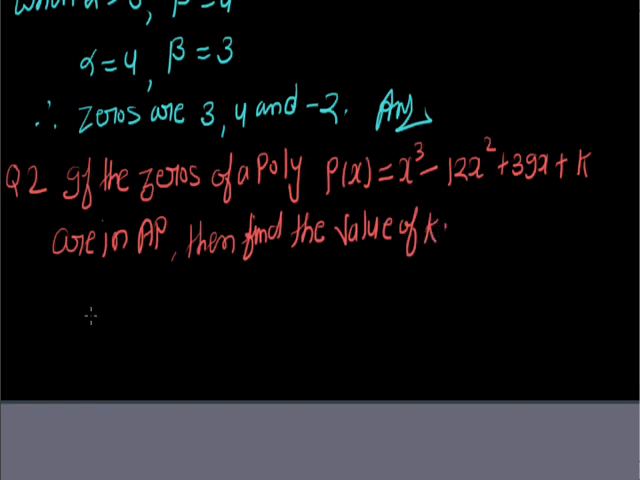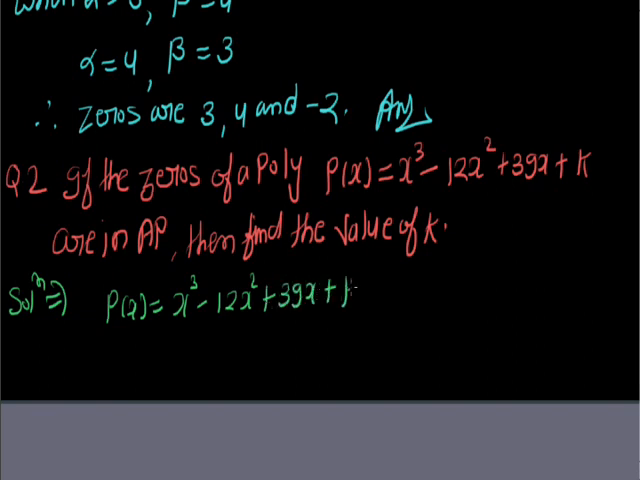Now come to the solution of this question. How can you solve this question? First of all, write down the polynomial: p of x is equal to x cube minus 12x square plus 39x plus k. If we compare this equation with the general form of the cubic polynomial, we can get the values of a, b, c and d like this.